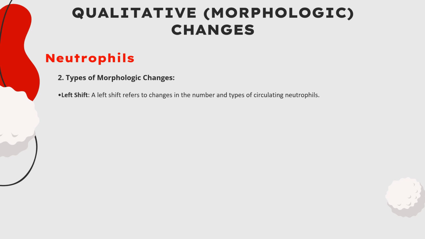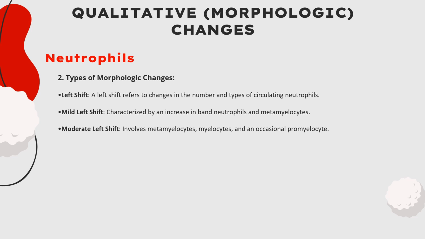Behold the left shift. This term refers to changes in the types and numbers of circulating neutrophils, revealing the ongoing battle within. It comes in varying degrees. Mild left shift, a hint of change with increased band neutrophils and metamyelocytes. Moderate left shift, metamyelocytes, myelocytes, and the occasional promyelocyte step onto the stage. Marked left shift, an intense performance with myelocytes, promyelocytes, and an occasional blast form in the spotlight.